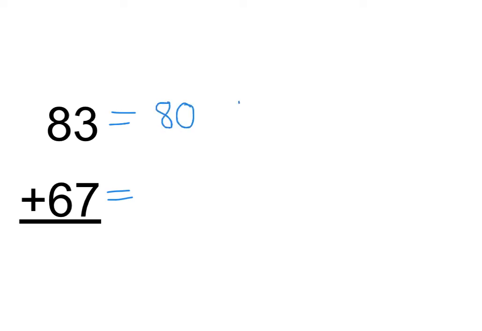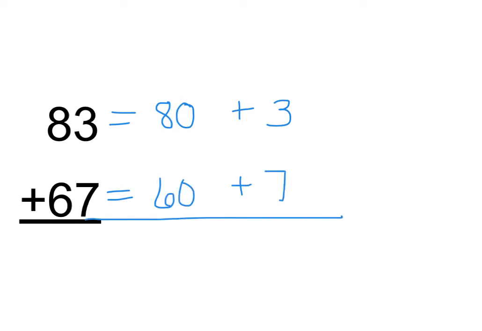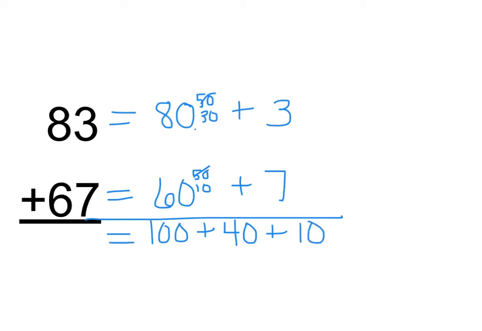83 is 80 plus 3. 67 is 60 plus 7. Do you want to use the 50 group or do you want to do a break apart? I'm going to do a 50 group there and say, oh, that's a 50 and a 30. That's a 50 and a 10. 50 and 50 is 100. 30 plus 10 is 40. Oh, 7 and 3 is another 10. So 140 plus 10 is 150.